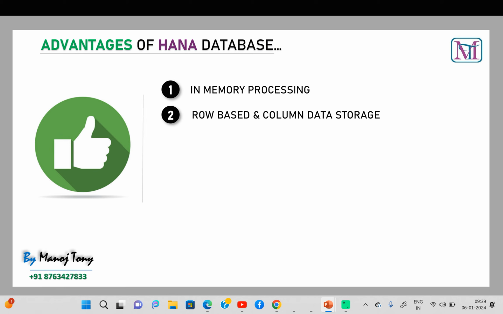So in ECC, whenever we save any data, it is saved immediately because it is row-based storage. So what is row-based storage? Whenever we save any transaction, row-based will be faster. Whenever we extract the data, column-based will be faster. So in S/4HANA, we are extracting the data very quickly and we are getting the live data.